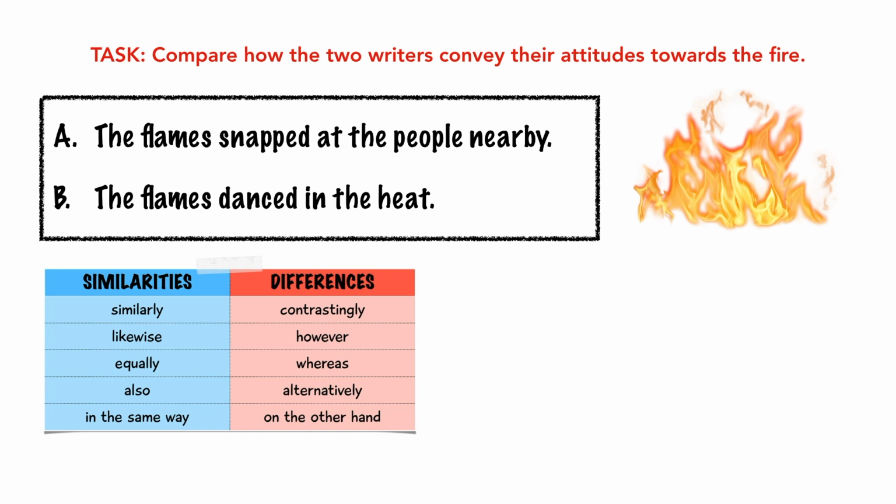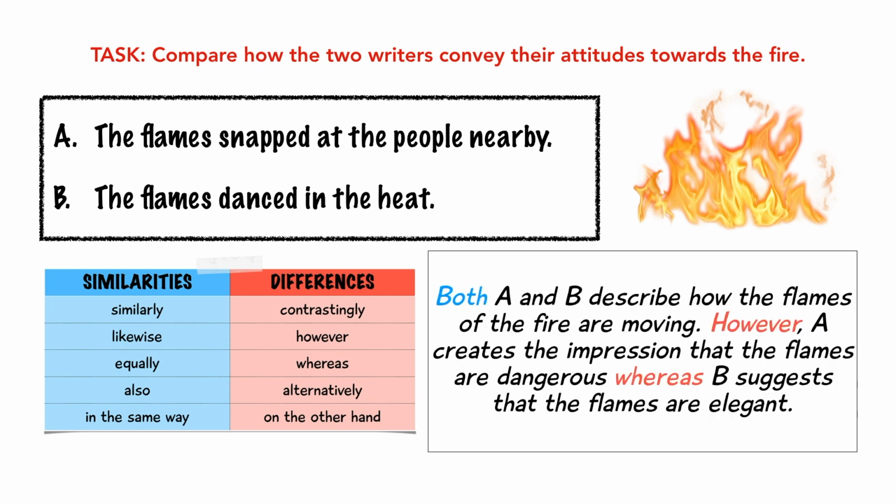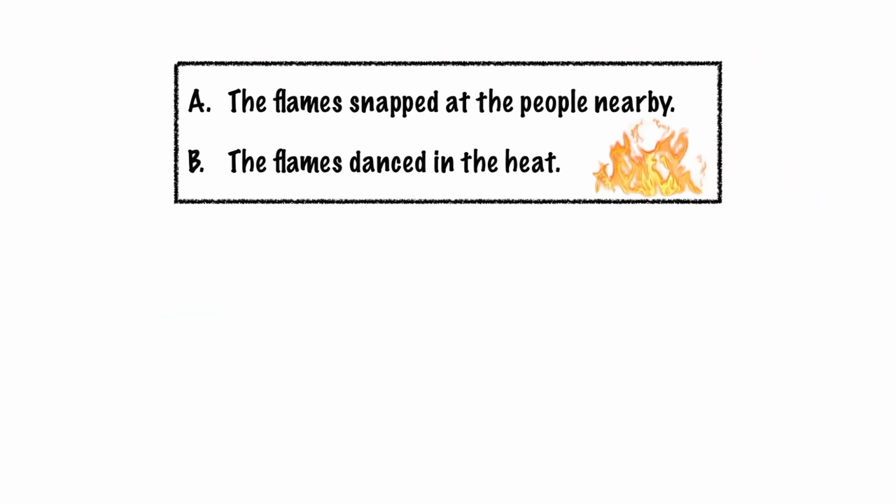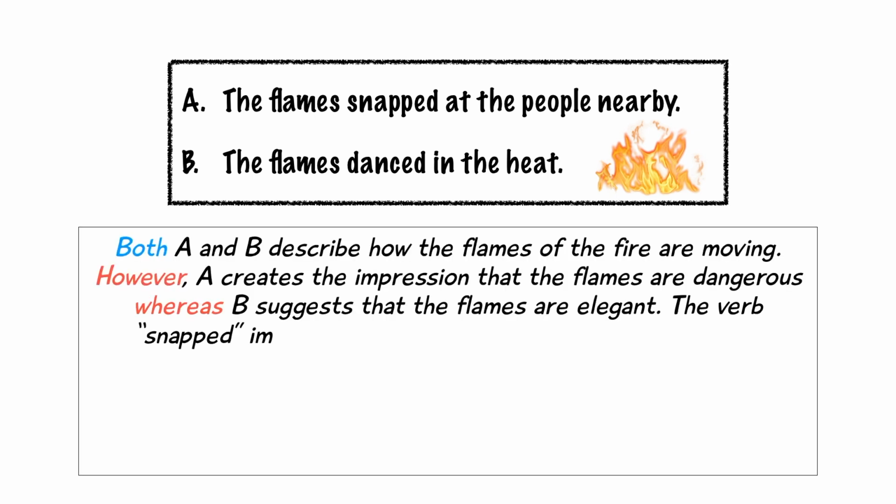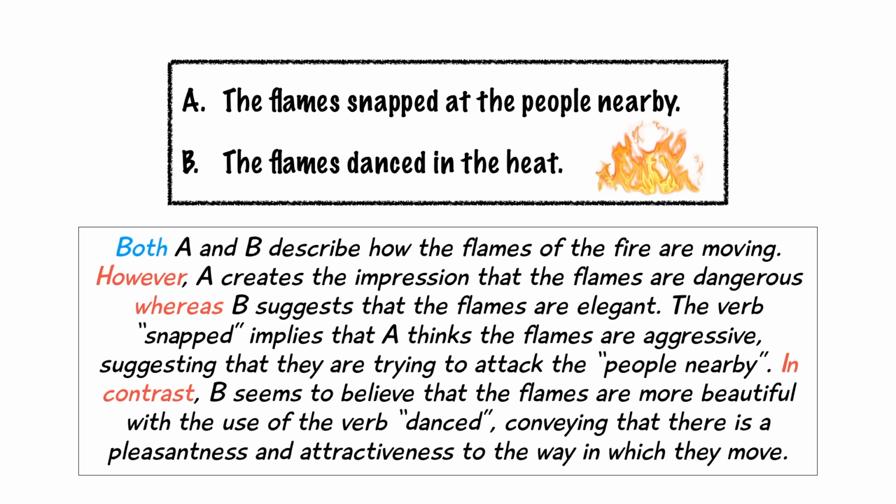So what it's all about now is just getting it into a piece of writing. So again, how do we do that? We use our discourse markers. Both A and B describe how the flames of the fire are moving. However, A creates the impression that the flames are dangerous, whereas B suggests that the flames are elegant. Now, once again, to develop this answer further, we need to bring in some evidence that supports what we're saying. In this example, I've zoomed in on snapped and danced, not just because they seem like good words, but because they back up what I've said about the opinions of A and B. Snapped conveys aggression, danced conveys elegance.